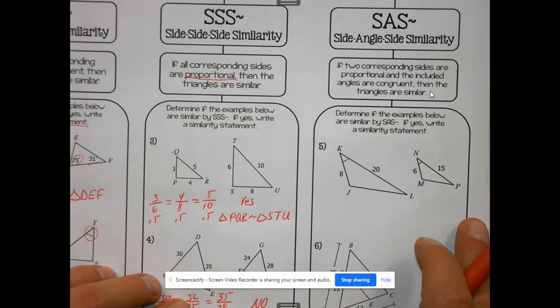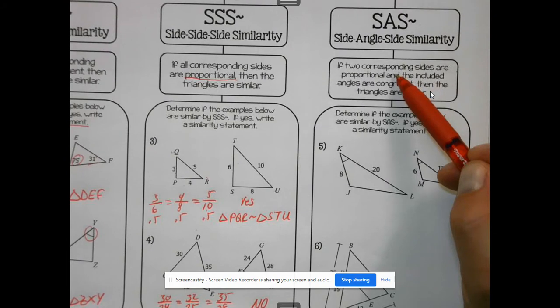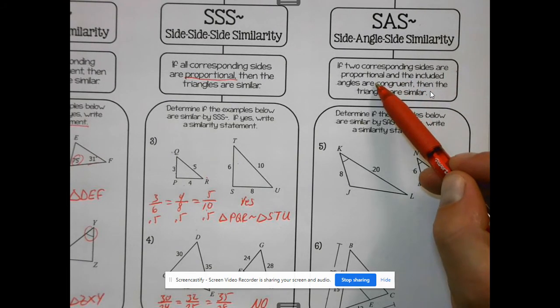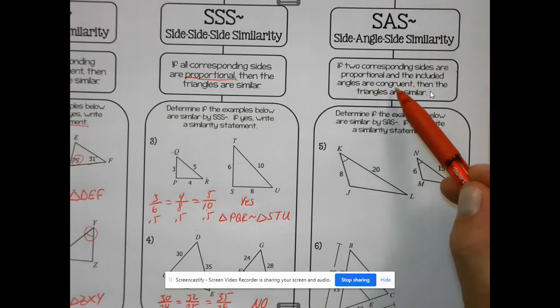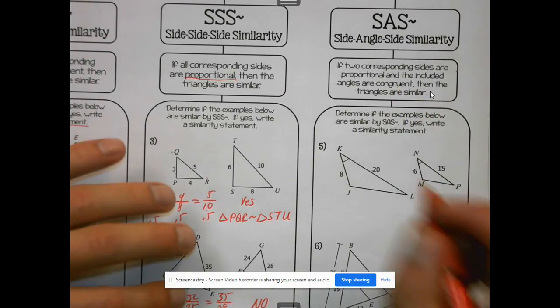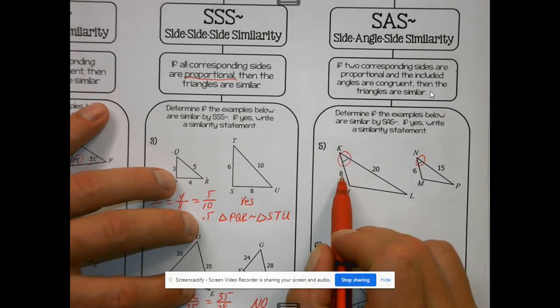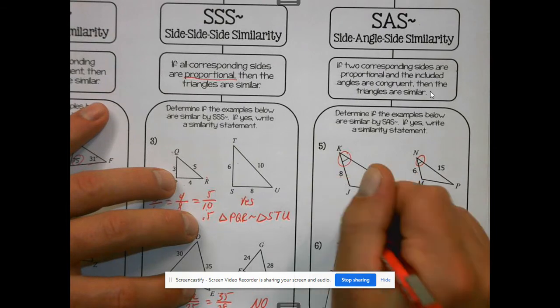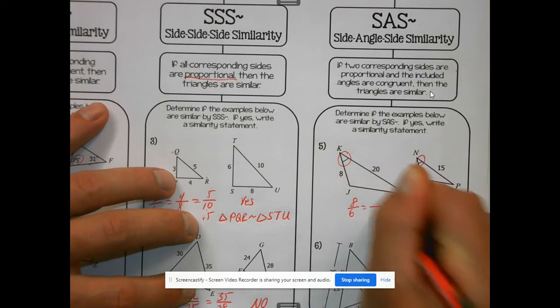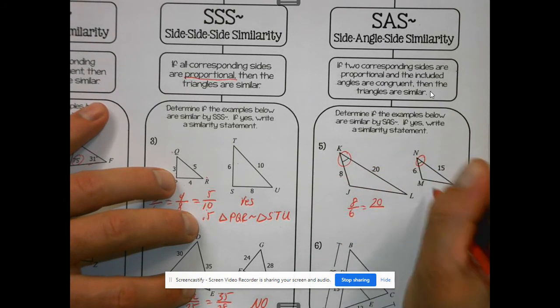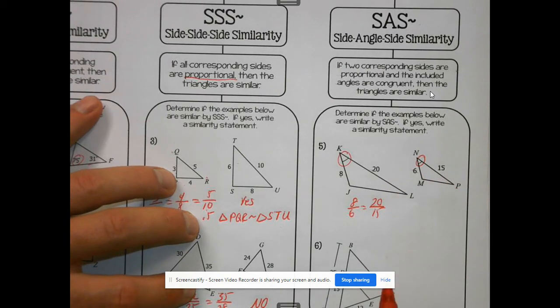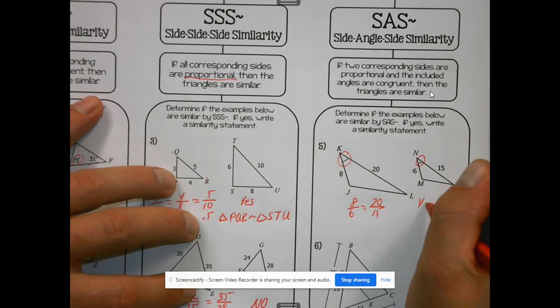All right, last one is side angle side. If two corresponding sides are proportional and the included angles are congruent, which means the angle in between the sides, then the triangles are similar. First I check the angles. Yep, congruent angles, cool. Match up sides. Small on left to small on right, 8 to 6. Big on left is 20, big on right is 15. Yes, if you type in 8 divided by 6 and 20 divided by 15, it comes out to be the same answer. So this is a yes.